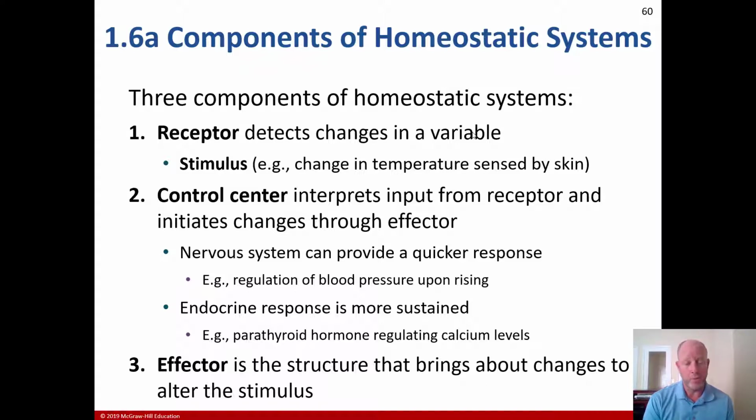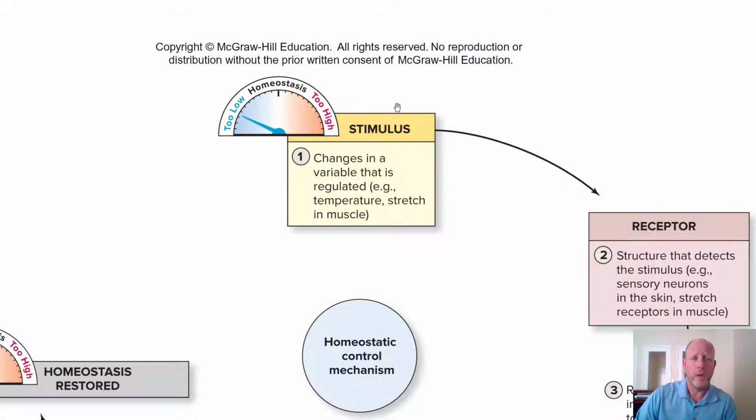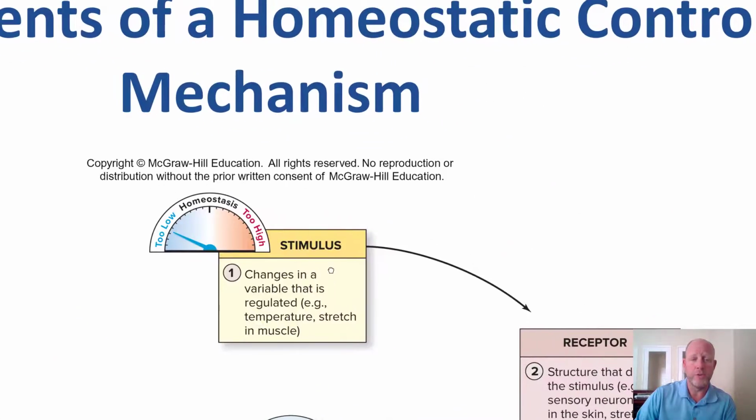That said, an effector is basically the structure that brings about the changes after the stimulus, to alter the stimulus. So you've got your receptor sensing the information, the control center determining what to do, then the effector enacting what the control center tells it to do. So you have here the components of a homeostatic control mechanism.